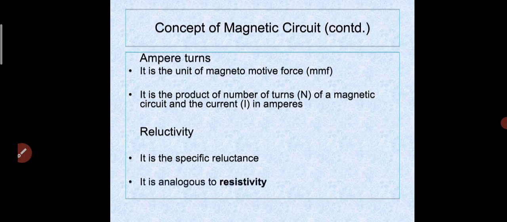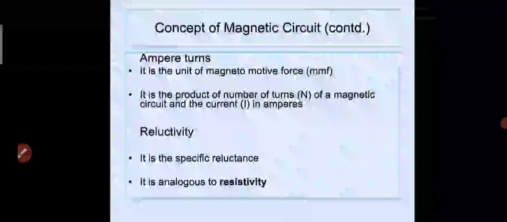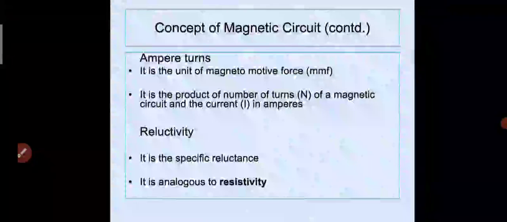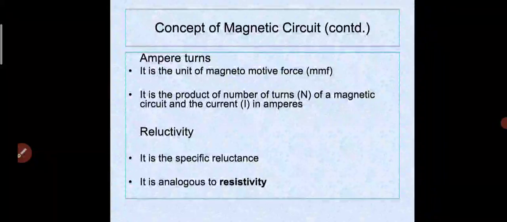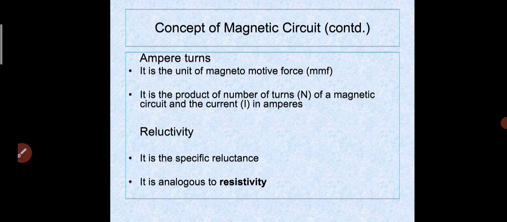Next topic is ampere turns. It is the unit of magnetomotive force, MMF. Next point, it is the product of number of turns N of a magnetic circuit and the current I in amperes.